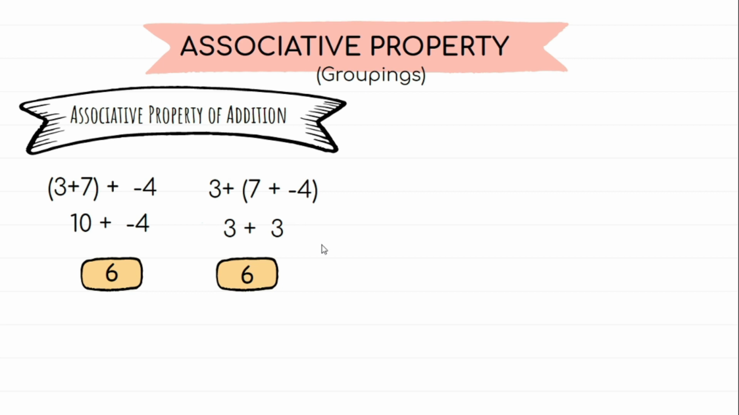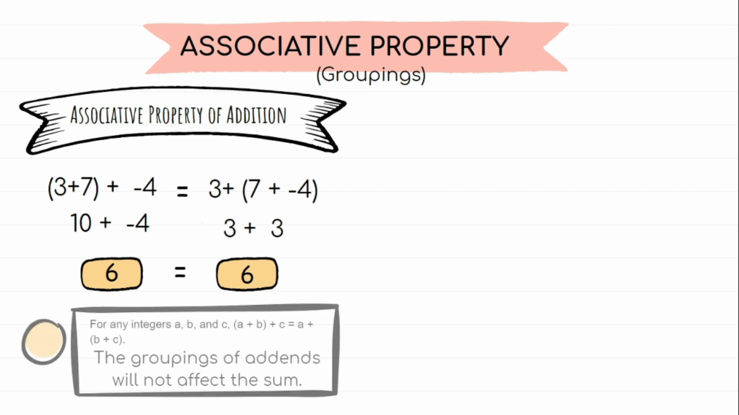So, ibig sabihin, in addition, ayan, equal sila. For any integers a, b, and c, kahit baguhin natin yung groupings of addends o yung mga numbers na ina-add natin, baguhin man natin yung groupings nila o yung parentheses, hindi nun maaapektuhan yung sagot or yung sum. So, that is associative property of addition.